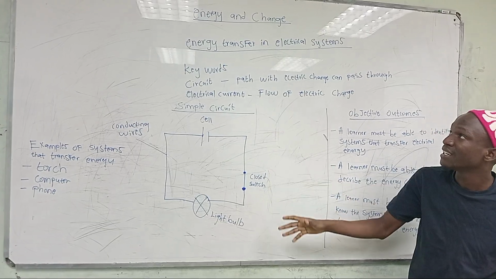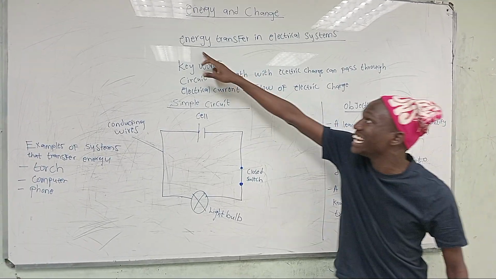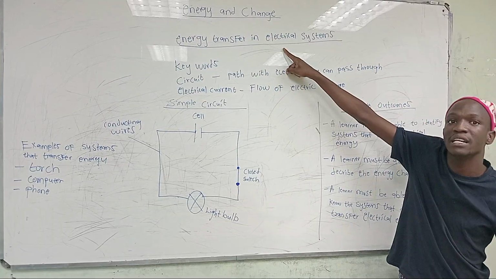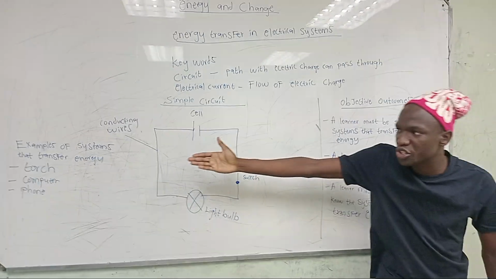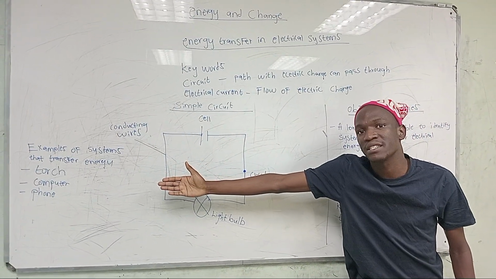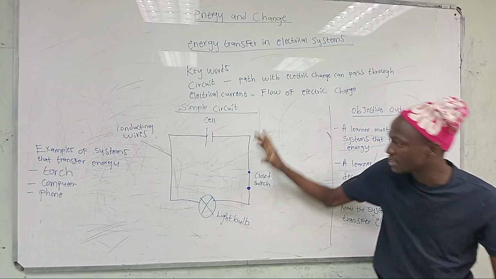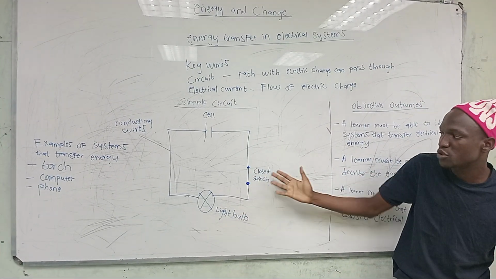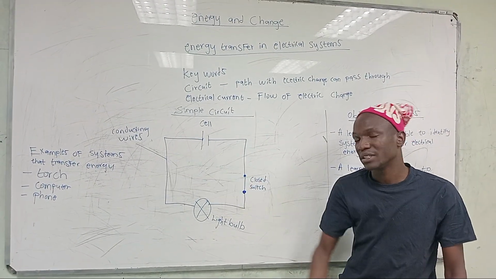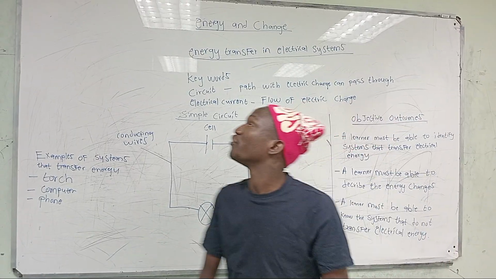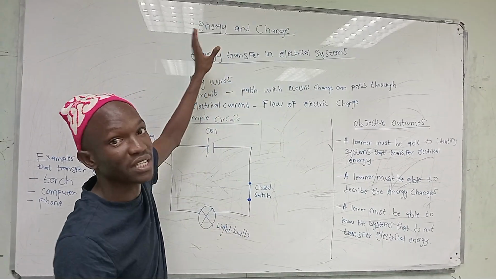So we have to understand the topic before we dive into the content today: the energy transfer found inside electrical systems. We have electrical systems such as a torch, computer, phone, any device that can show a light on the screen or have a light, any device that has a switch which can be opened and closed, and a battery, which is a cell, and conducting wires. That is the introduction to energy and energy transfer in an electrical system under the chapter energy and change.